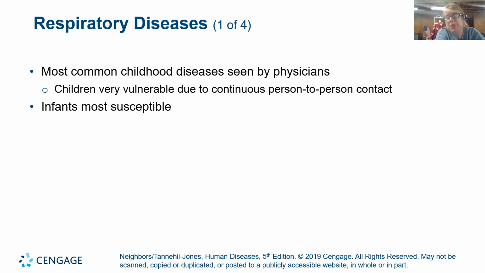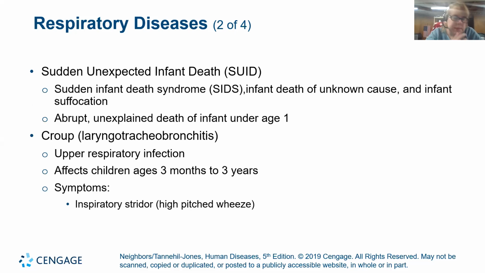Respiratory diseases, these are the most common childhood diseases seen by physicians because children are very vulnerable because they continuously have person-to-person contact. They play with each other, they hold their parents' hands, they're hugged by their parents, they're hugged by their grandparents. Infants are most susceptible. Sudden unexpected infant death is a respiratory disease. We don't know the cause, okay, but infants suffocate and it's abrupt. It's usually unexplained death in an infant under the age of 1. Okay, it's very traumatic on the parents because they don't even know what happened.